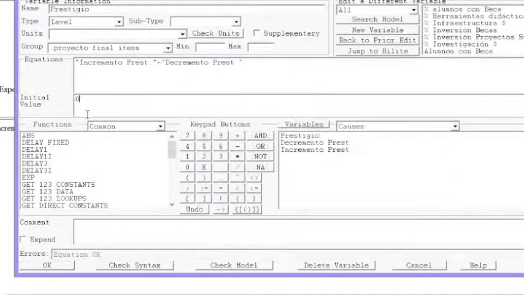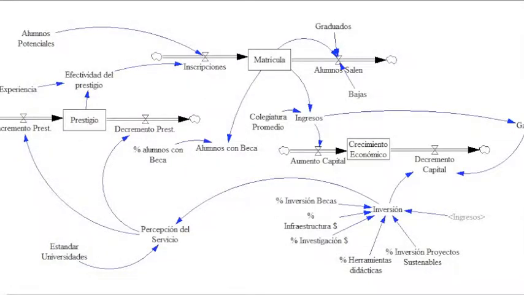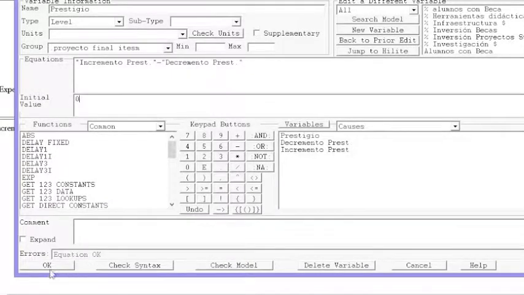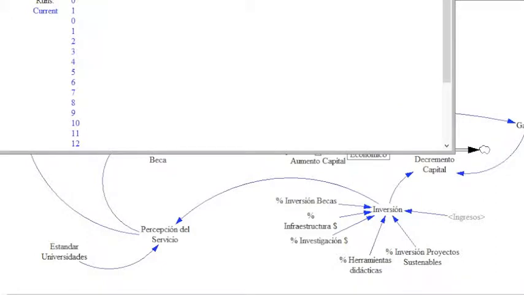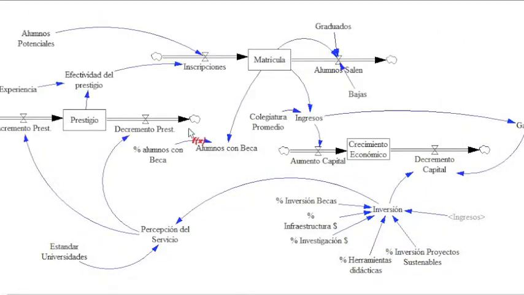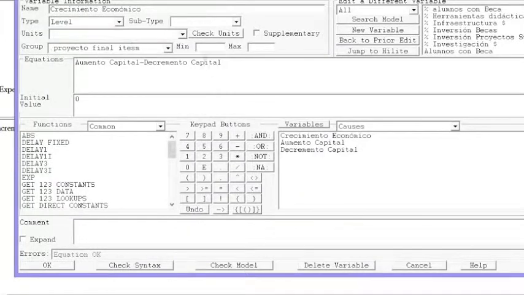We can see the prestige working. In the first years we lost some points, and eventually we made it to the achievement of being the most important school. Our economic growth, well, its initial value was 0, and we stay there for a long time, since the same quantity that goes in is the same quantity that goes out.